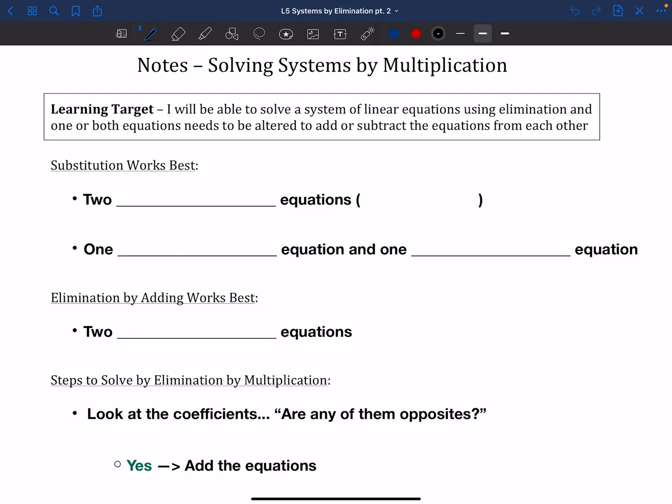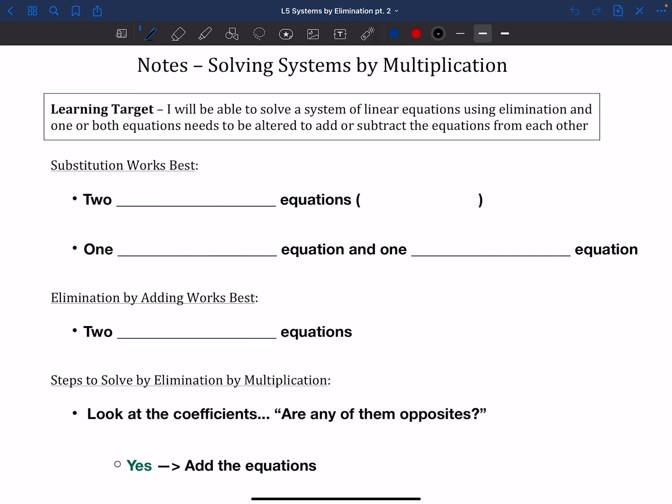Welcome back. So today we're going to talk about the other type of elimination that I mentioned in the last lesson. This one uses a little bit of multiplication to help us use elimination, right? So let's recap the methods that we've talked about so far.